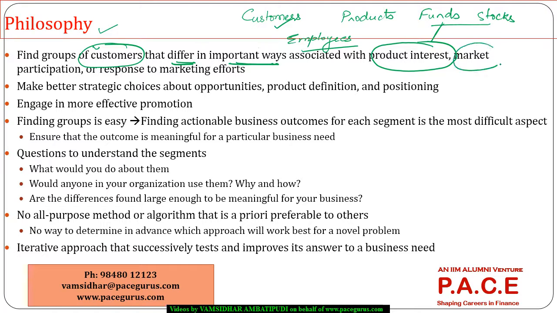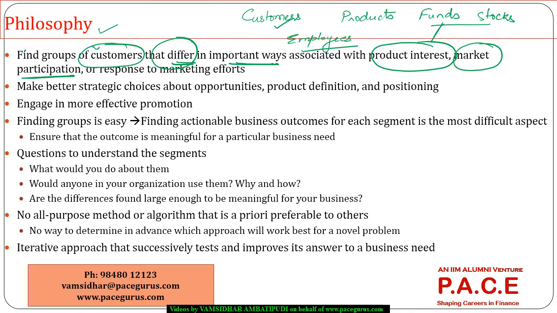Or I can look at market participation. This set of customers is going to buy this product more heavily versus this set of customers might show a much lesser inclination towards buying this product. So I have a big database of customers, a big database of stocks, from which I really want to create groups so that I can differentiate them on some counts which are more and more relevant to my business.